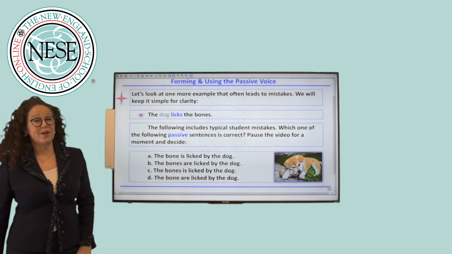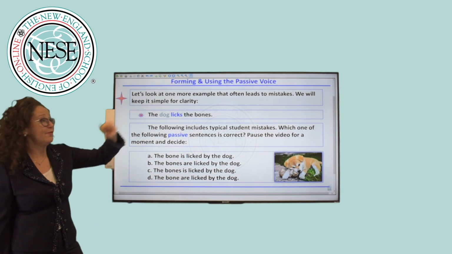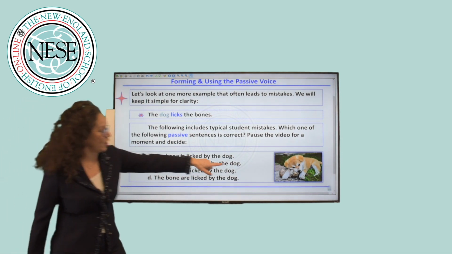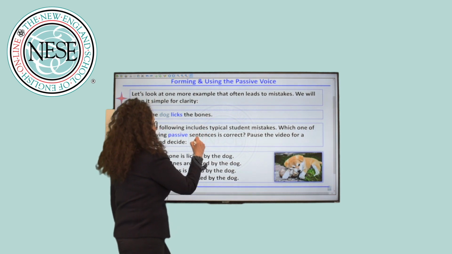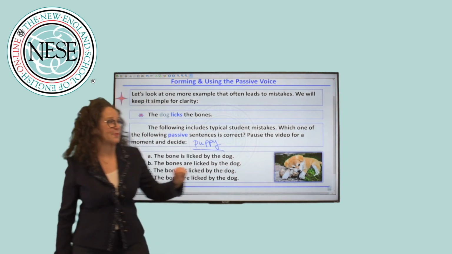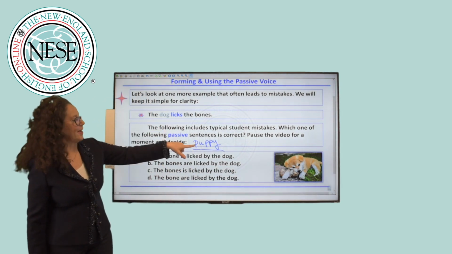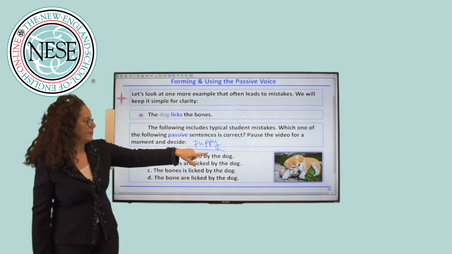Let's look at an example that often leads to mistakes. We will keep it simple for clarity. So the dog, that's a cute dog, a baby dog. Do you know how to say it? Puppy, P-U-P-P-Y. A baby dog is a puppy. The dog, it's actually a puppy, licks the bone.